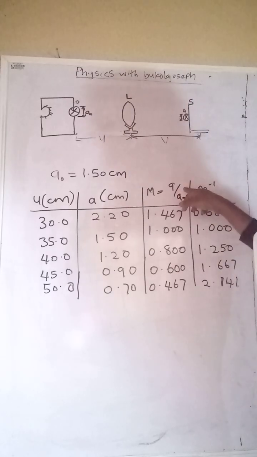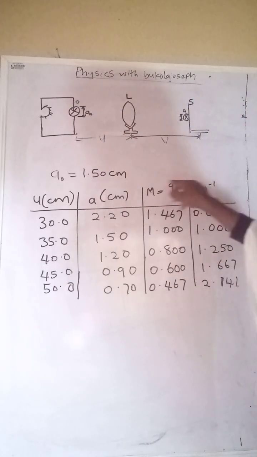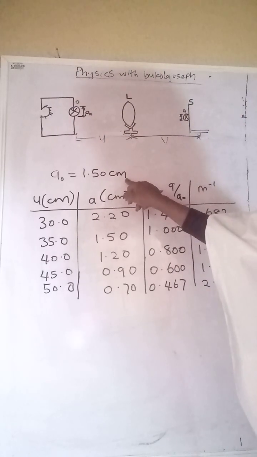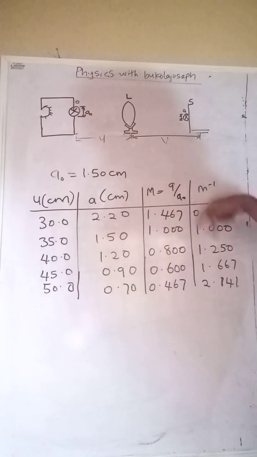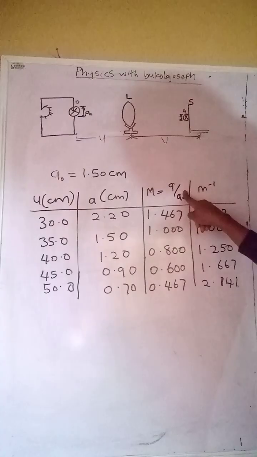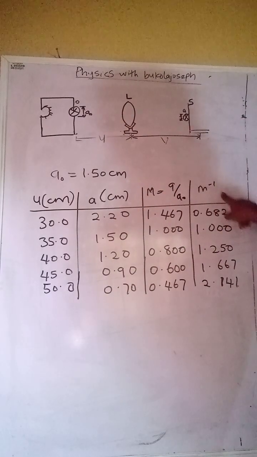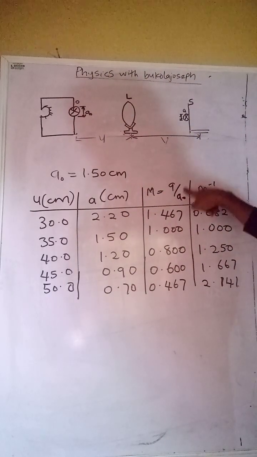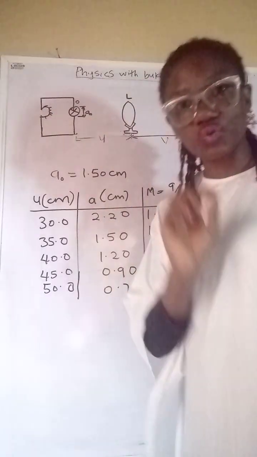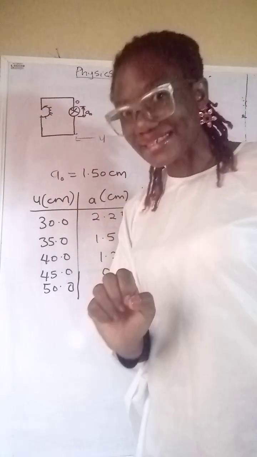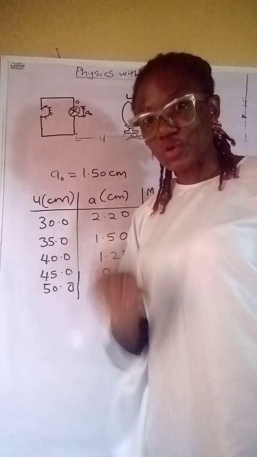You can see this one has no unit. You know why? Because a is in centimeter and a naught is in centimeter. Centimeter will cancel centimeter, and that is why there's no unit here. And this one also, since it's the inverse of this, does not have a unit. We don't joke with unit in physics. It is important that you put your unit.